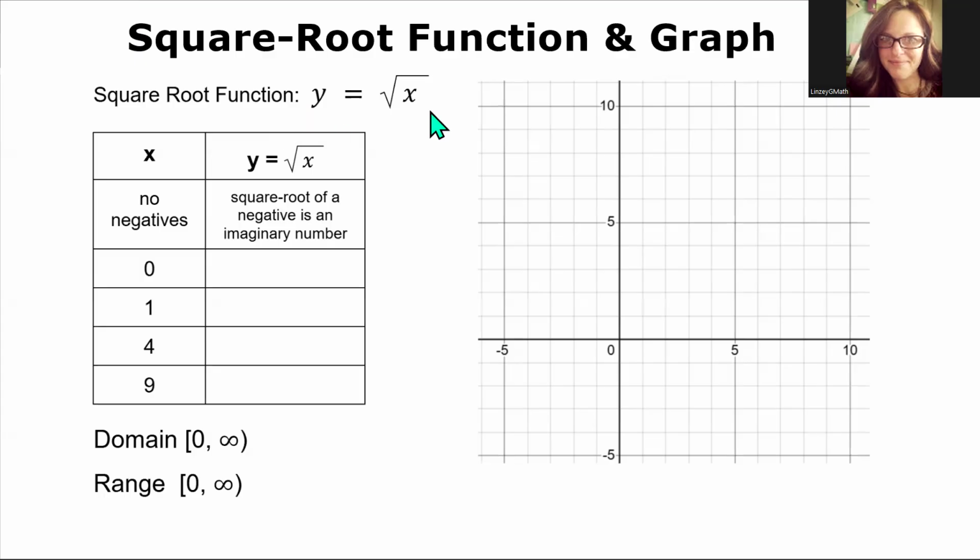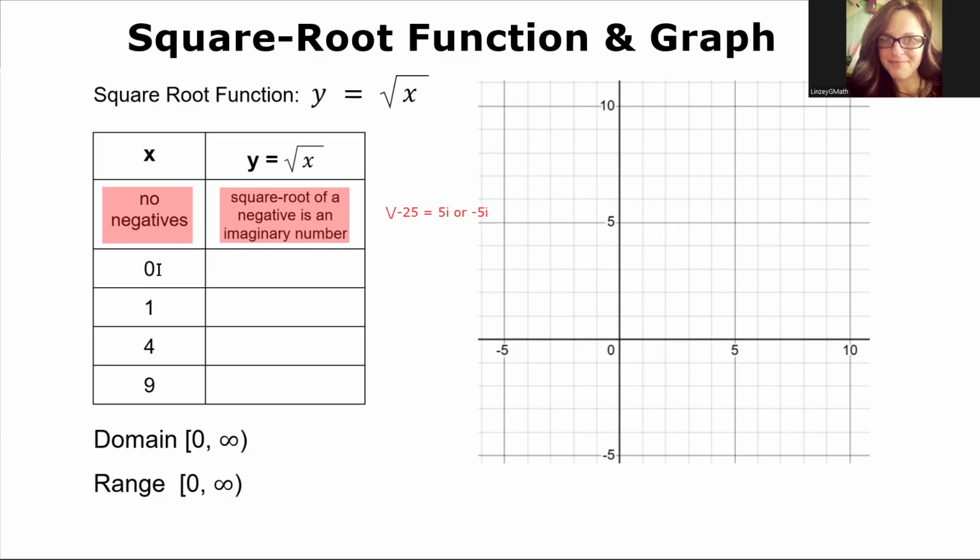We have the square root of x. And when you take the square root of a negative number, the square root of a negative number is an imaginary number. For example, the square root of negative 25 is equal to 5i, or negative 5i. So we're not going to work with imaginary numbers. We're going to start with 0.